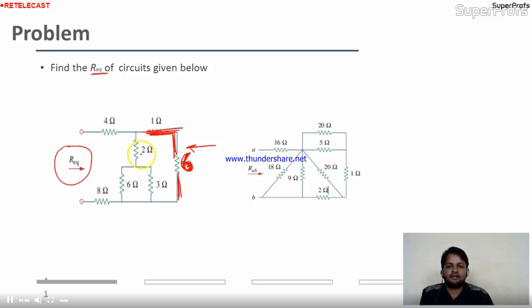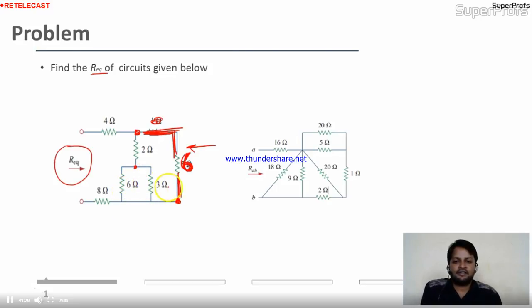Now this 6 and 2, are these two connected in parallel? No. Why? Because the starting point is the same, okay, no problem. But the ending point is not the same. This is the ending point of 6 and this is the ending point of 2. If these two are connected to each other, then only we can say these two are connected in parallel combination. Else these are not connected in parallel and they are not connected in series also.